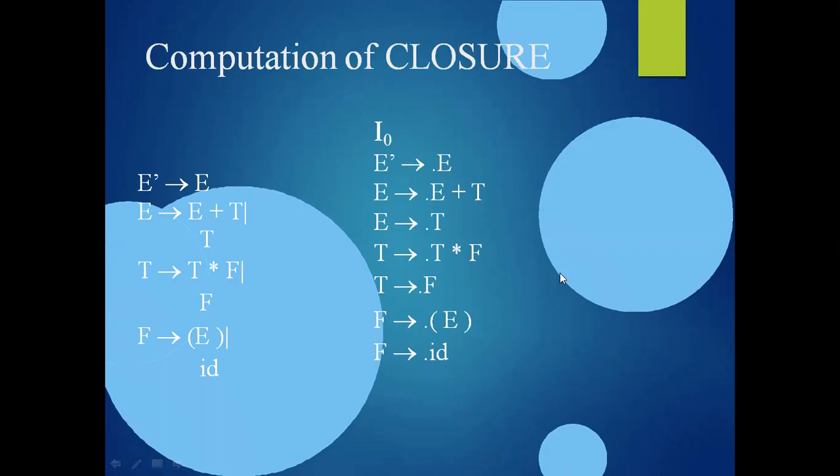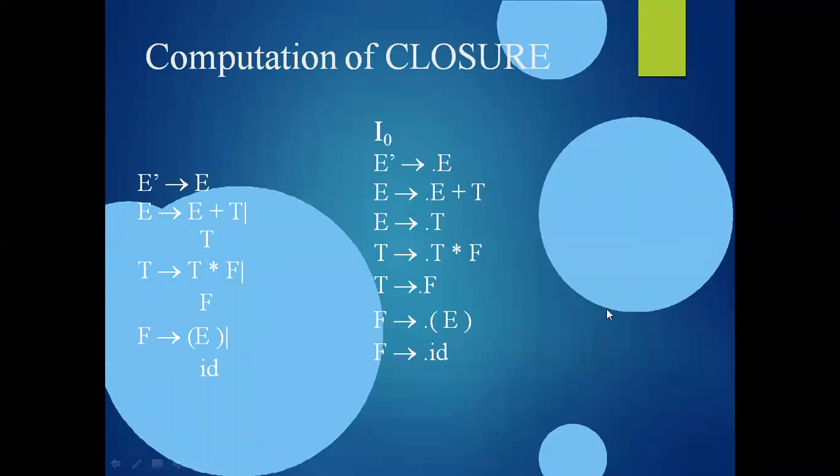Initially, whatever I have under the closure of I is the collection of rules, and this collection, this set, can be named I naught. This is LR(0). I am constructing LR(0) by computing the closure of I function and the goto function.